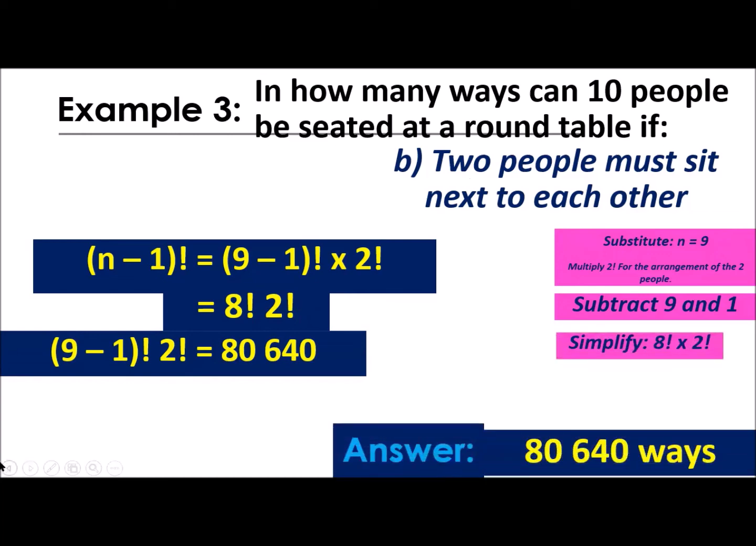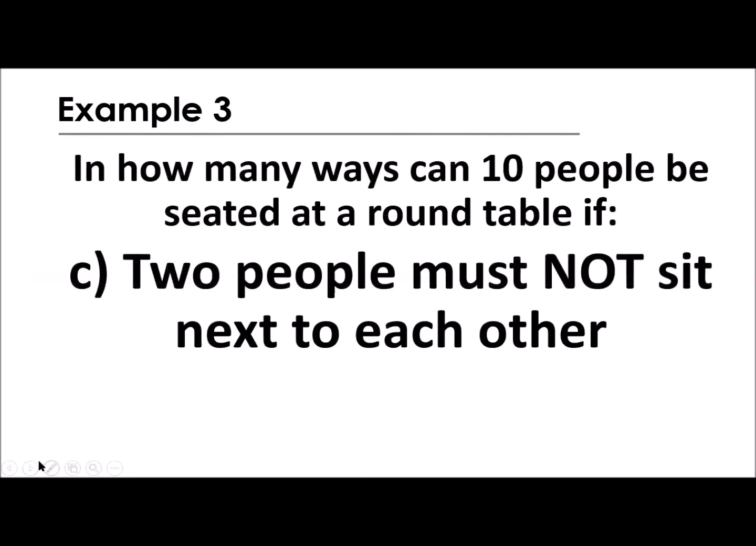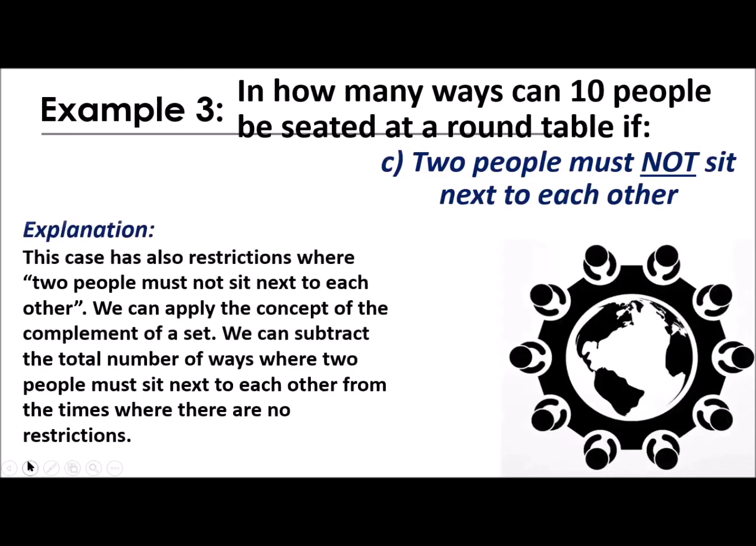Okay? Let's have the last example. What if yung dalawang yun nagkaaway? Diba? There are some circumstances that the 2 people must not sit next to each other. What are we going to do? This case has also restrictions wherein 2 people must not sit next to each other. We're going to apply the concept in grade 7, which is the complement of a set. Wherein, diba, lahat ng possibilities, lahat yan pwedeng mangyari. So that is 1. Minus the thing that could be done.